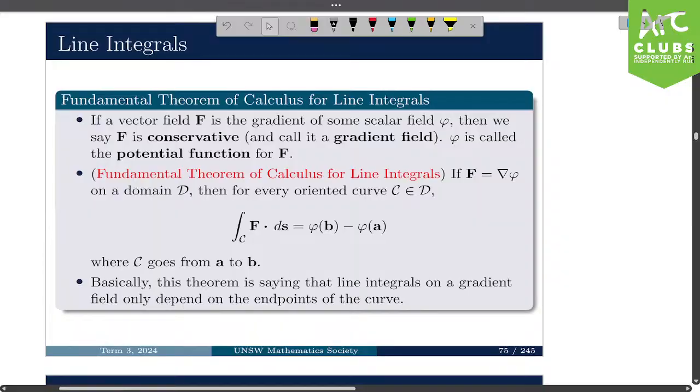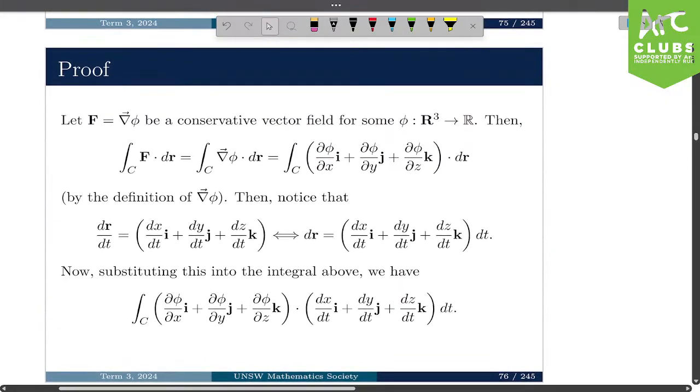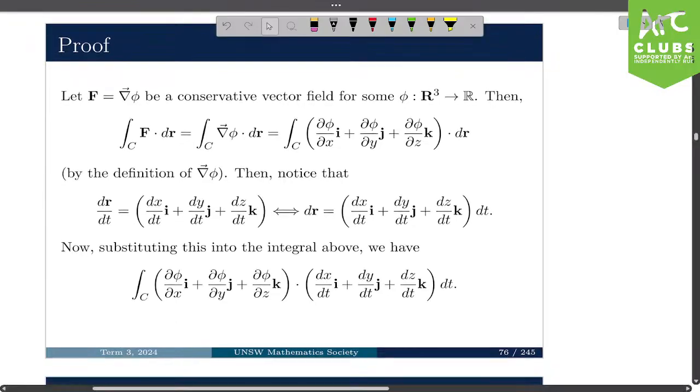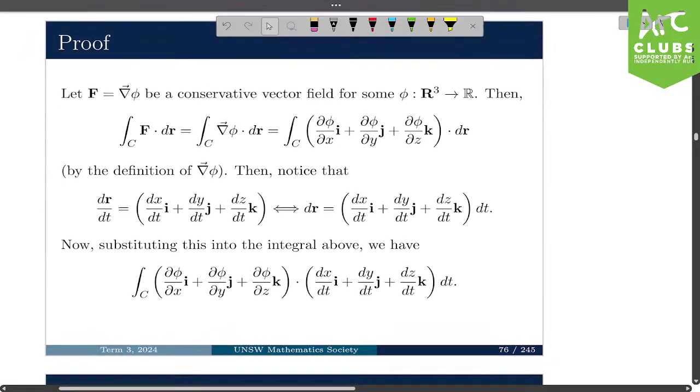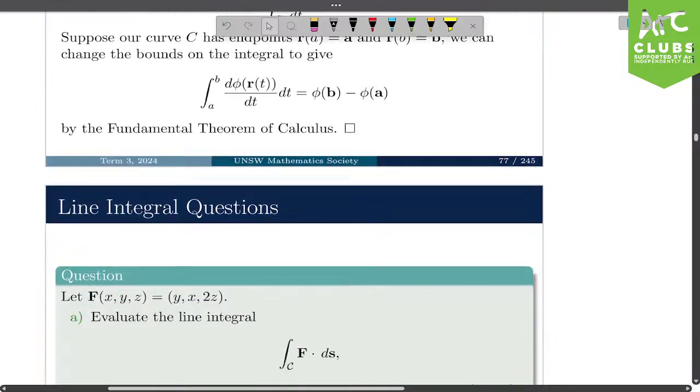Now I really like this theorem, so I've thrown a proof in here. You can look at this in your own time if you want. I'm not going to spend too much time going over this because it's a bit meaty. But yeah, we just use the chain rule and the fundamental theorem of calculus. So that's how we get that result. If you're interested, you can pause the video and give this a read, but we're going to move on.